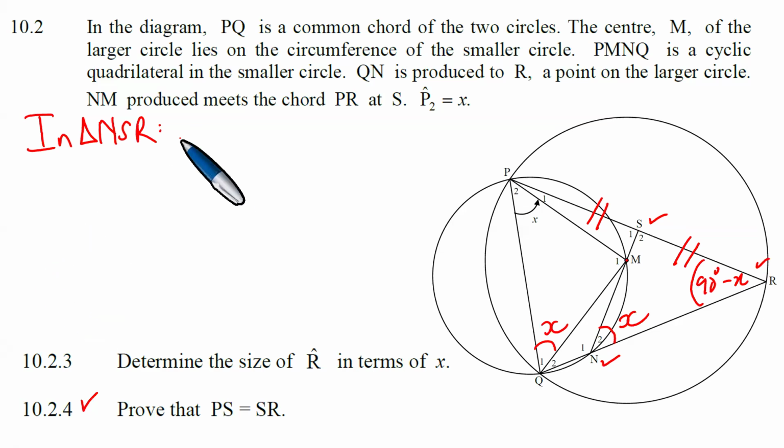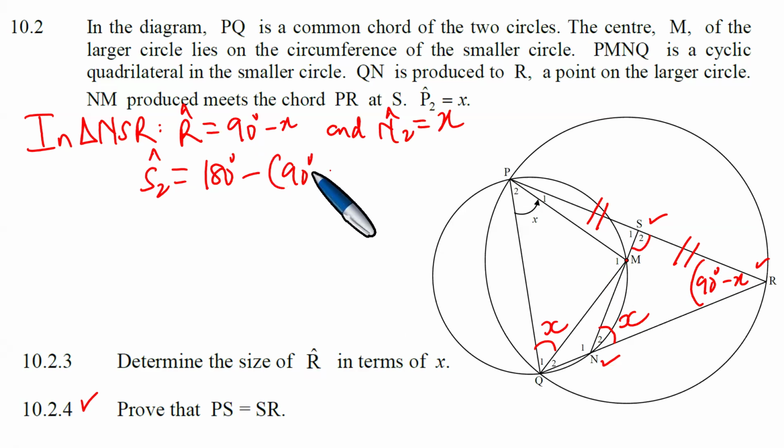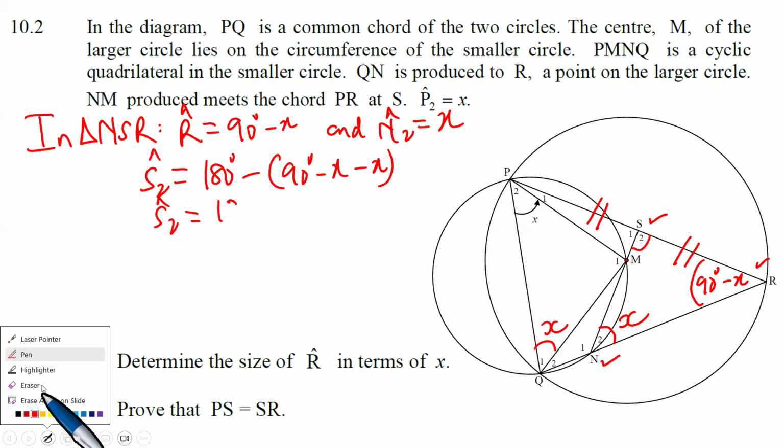But we must put the answer in order. Mr. Examiner, we know that angle R is 90 degrees minus X, and we know that the angle N2 is X. So it remains to find the size of the angle S2. The angle S2 is 180 degrees minus the other two angles, because it's the only one we want. So it is 180 degrees minus 90 degrees minus X, but minus X as well.